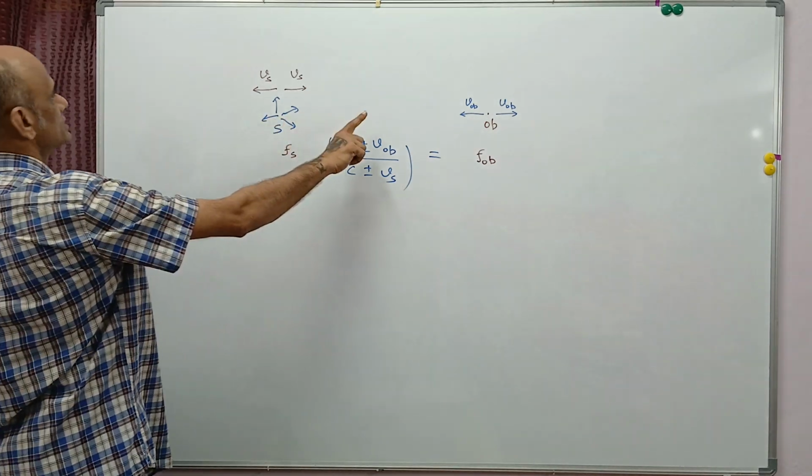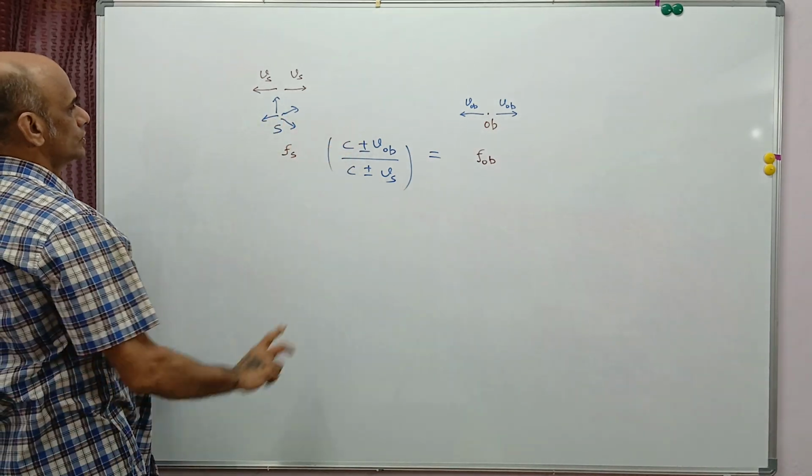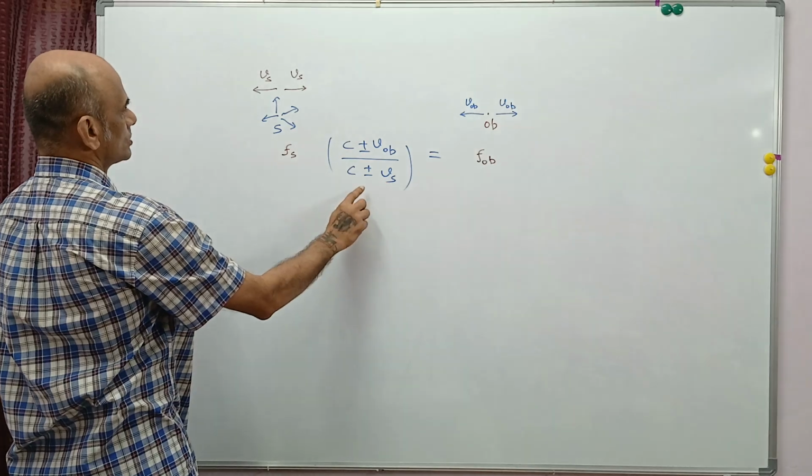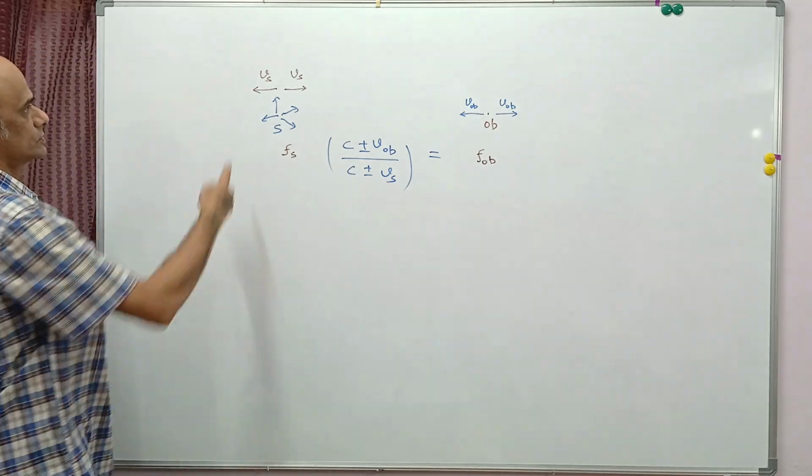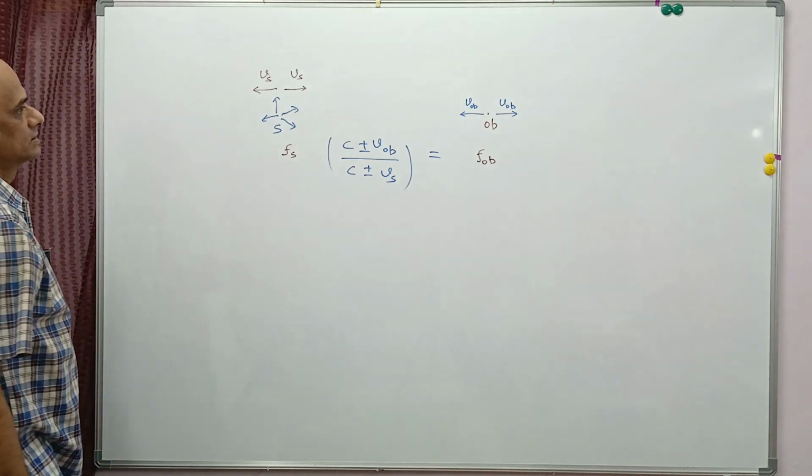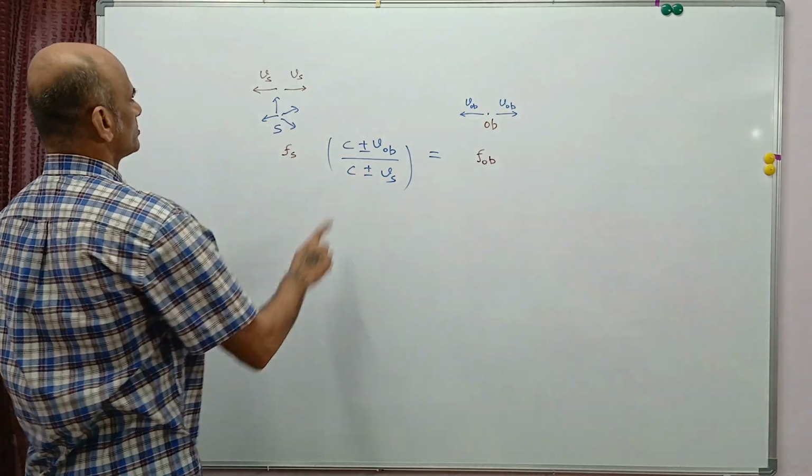If the source is moving towards the observer, frequency will increase. To increase the frequency, the denominator has to be less, so put a minus sign here. If the source is moving away, then the frequency has to decrease, so you have to put a plus sign here.